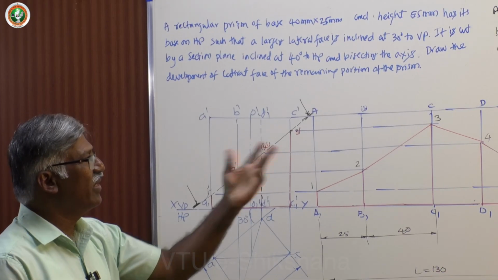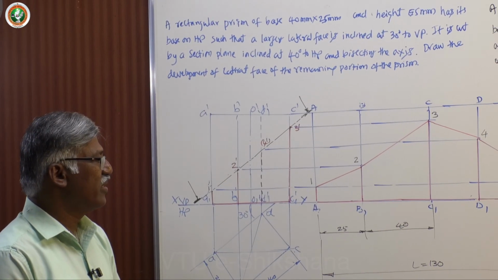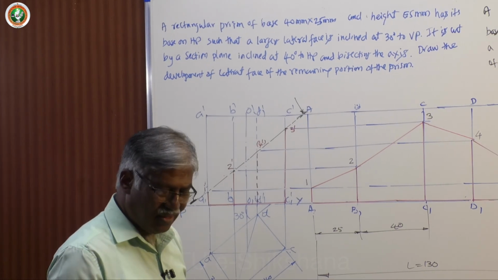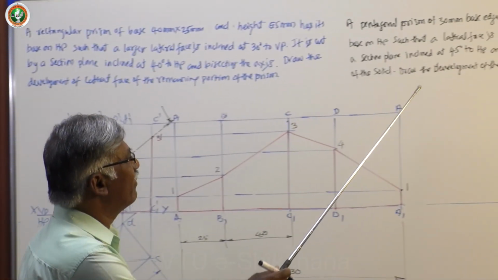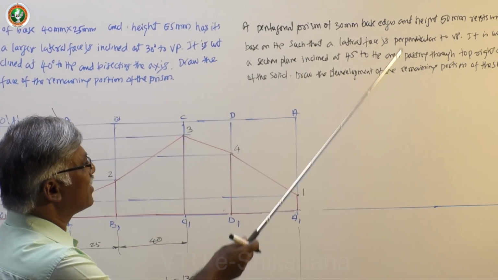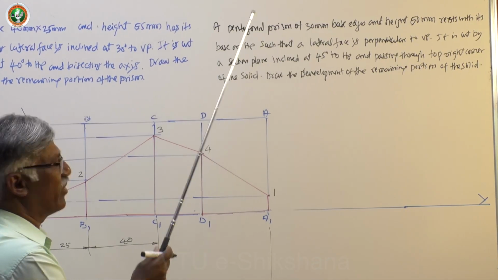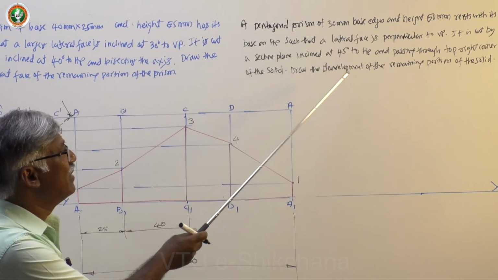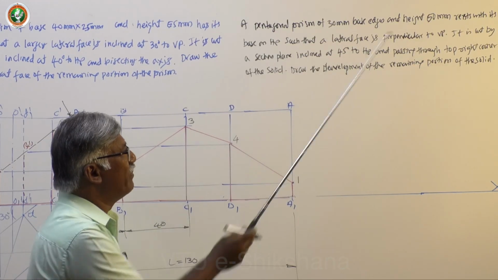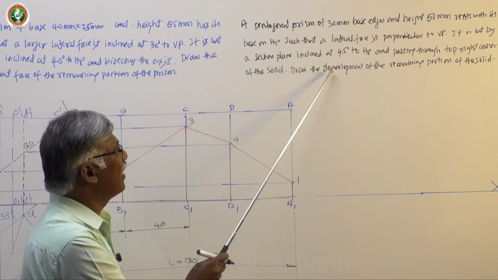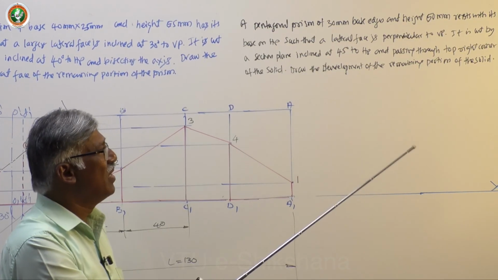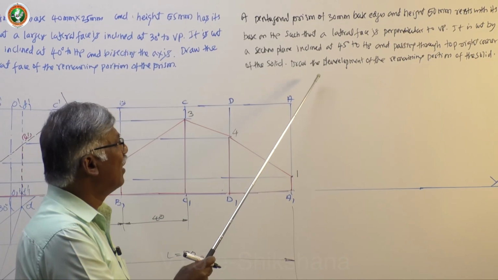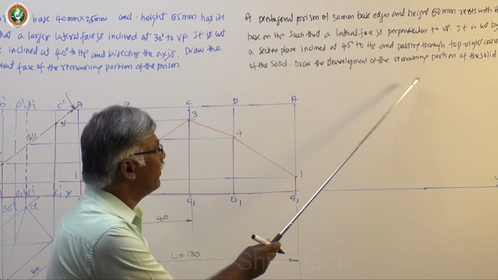Okay. Now let me take next problem, that is on pentagon. The pentagonal prism of 30 mm base edges and height 60 mm rests with its base on HP, such that the lateral face is perpendicular to VP. It is cut by a section plane inclined at 45 degree to HP and passing the top right corner of the solid. Draw the development of the remaining portion of the solid.